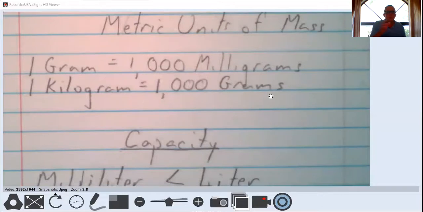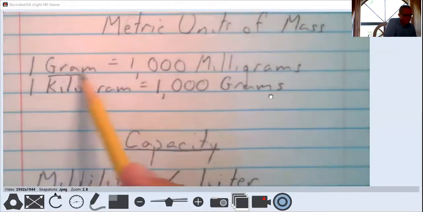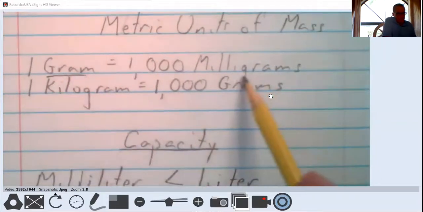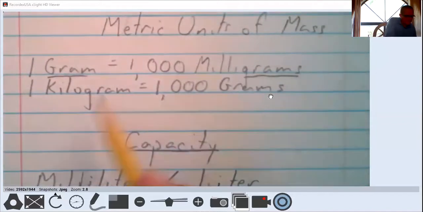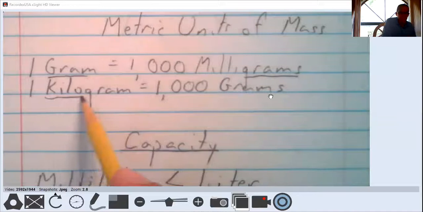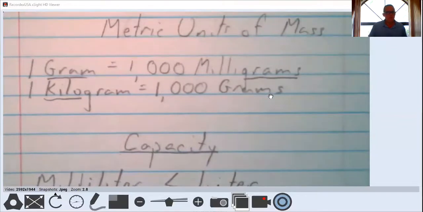Now, if you look here, we have grams, milligrams, thousandths, and then we have kilograms. That is 1,000 grams. That's not thousandths, that's 1,000 grams. So in 1 kilogram, we have 1,000 grams.